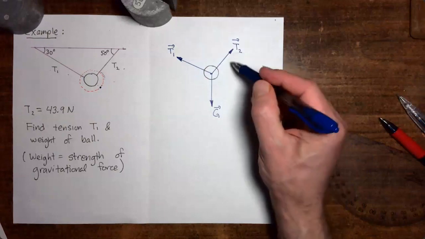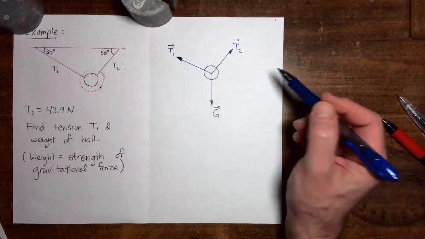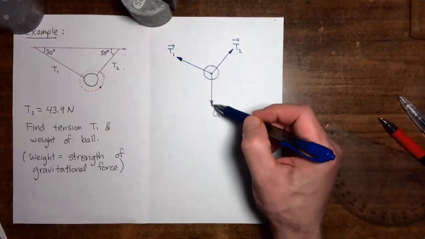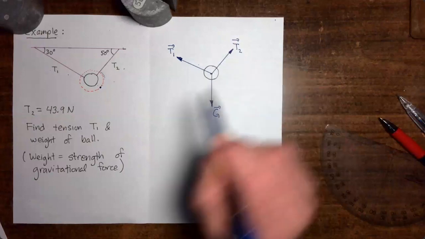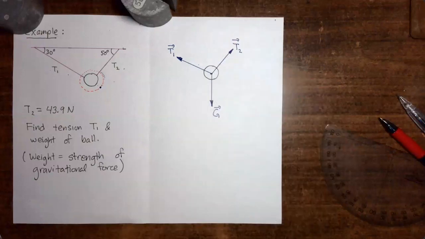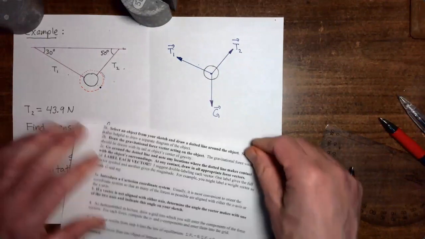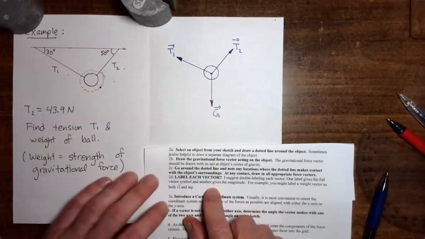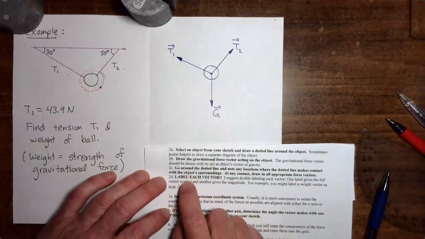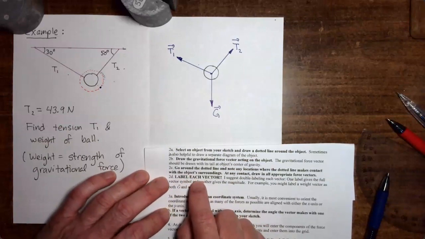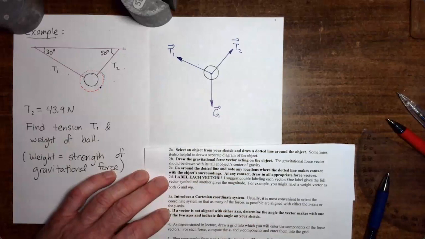Okay, so these are the three forces which act on the ball: the gravitational force pulling down, and then tension force 1 and 2. Now let's go to step 2D on the handout. It says label each vector, and I like to label my vectors twice, and this may seem a bit redundant when you first see it, but as the topic develops, you're going to understand why I double label my vectors.